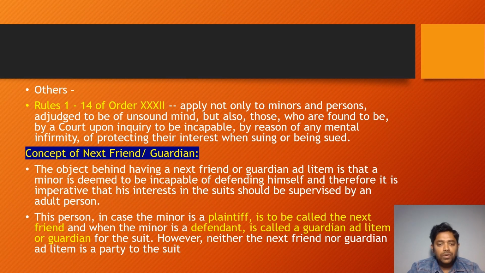Let us see the concept of next friend or guardian. The object behind having a next friend or guardian ad litem is that a minor is deemed to be incapable of defending himself, and therefore it is imperative that his interests in the suit should be supervised by an adult person. This person, in case the minor is a plaintiff, is called a next friend, and when the minor is a defendant, he is called a guardian ad litem or guardian for the suit. However, neither the next friend nor guardian ad litem is a party to the suit.